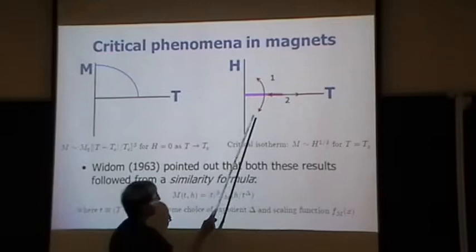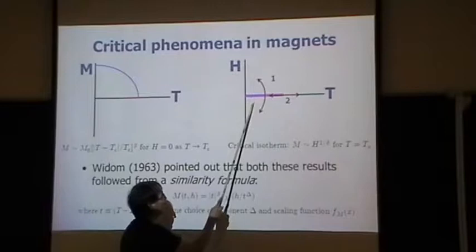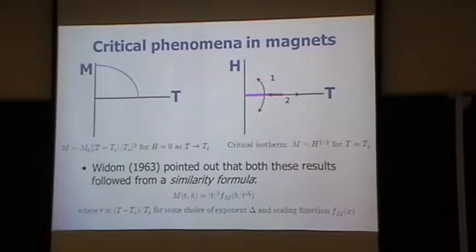Another way of saying it is, if I'm below TC, I'm over here, and I start off with a negative external magnetic field pointing down, and I change the magnetic field so it's pointing up. The magnetization over here is pointing down, the magnetization over here is pointing up. So on this pink line here, there is a discontinuity in the magnetization. There's a discontinuity in dF by dH, and therefore a first order transition.